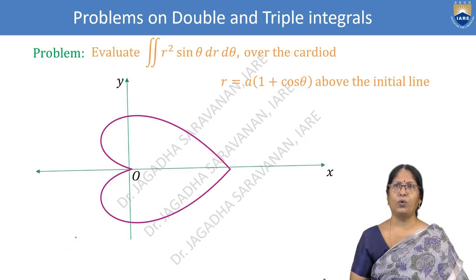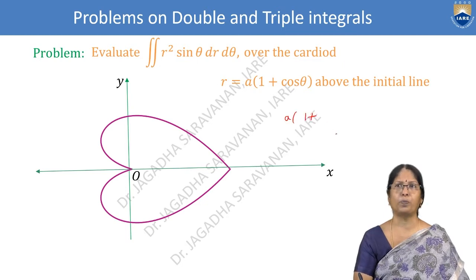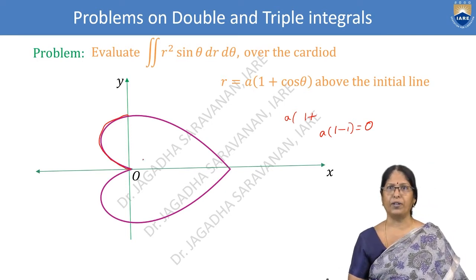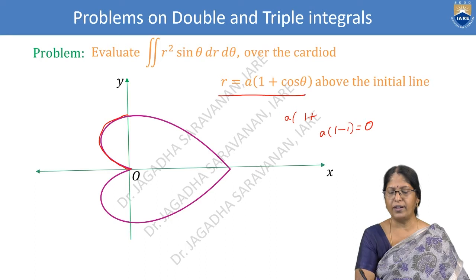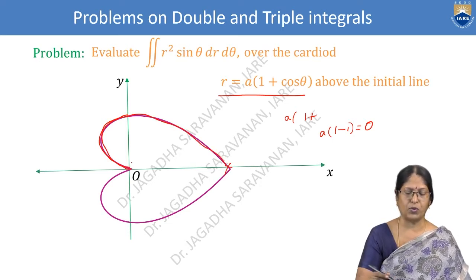Next, for theta we are putting pi. Then a of 1 plus cos pi, cos 180 degrees, we know the value is minus 1. So 1 minus 1, we are getting 0. So from here, where it starts, it is coming back to the origin. Satisfying this condition, we have drawn from here to the point 2a, here it moves and it stops.